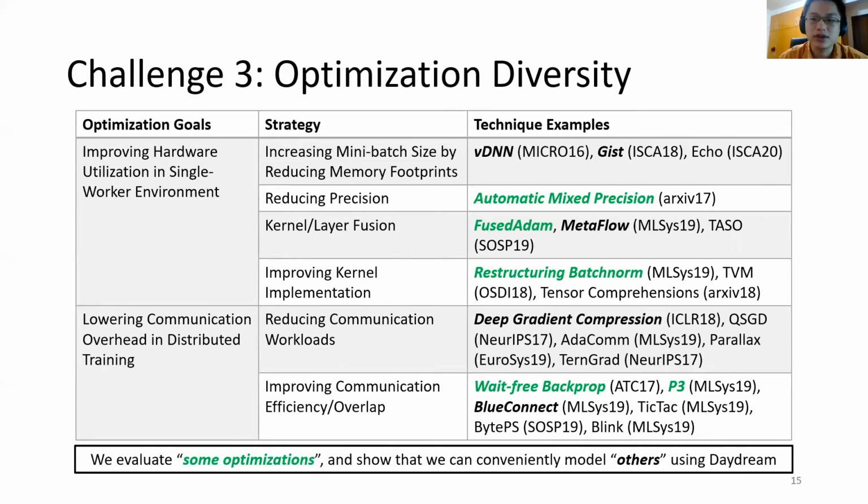In our paper, we show that using Daydream, we can easily model the ones that are highlighted in bold italic and accurately estimate the efficacy of the optimizations shown in green.